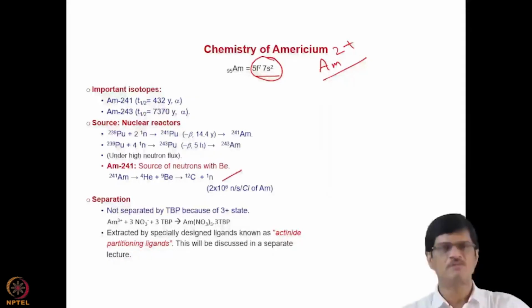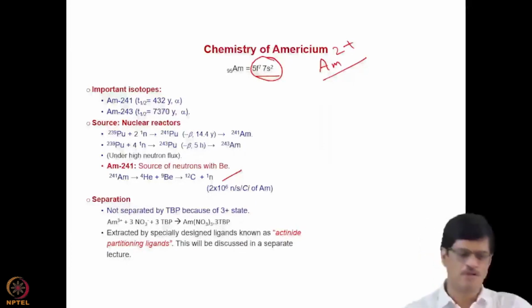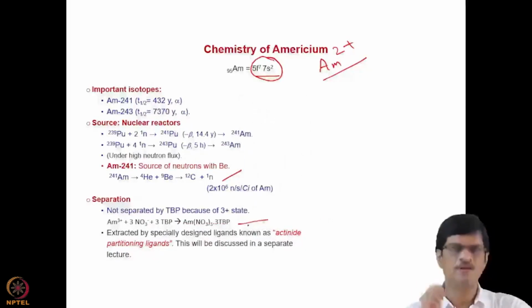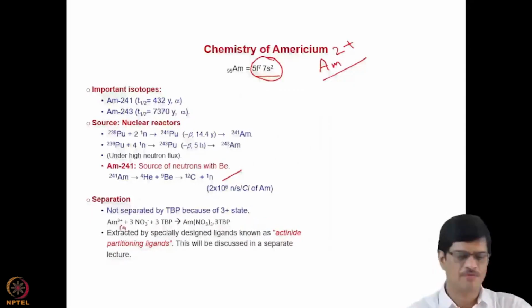Americium separation is very, very important so far as radioactive waste management is concerned. It is not so important in nuclear fuel reprocessing. The extraction equilibrium for americium extraction by TBP is given here, where you have americium 3 plus in the aqueous phase and 3 nitrate again in the aqueous phase, and 3 TBP in the organic phase going to americium nitrate thrice and 3 TBP. This is a species in the organic phase.